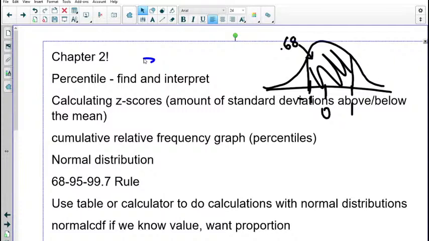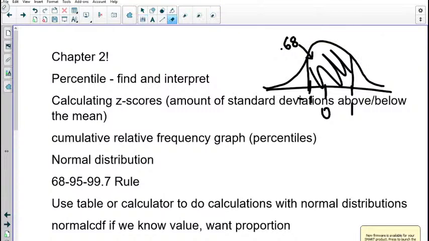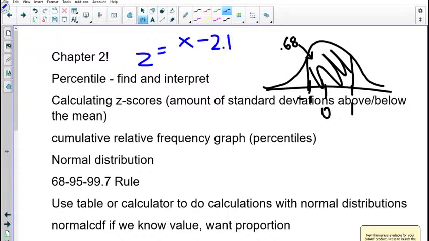z-score, to get the z-score, we're going to take value minus the mean over the standard deviation. That's our formula for z-score. So our formula here is value minus the mean over the standard deviation.